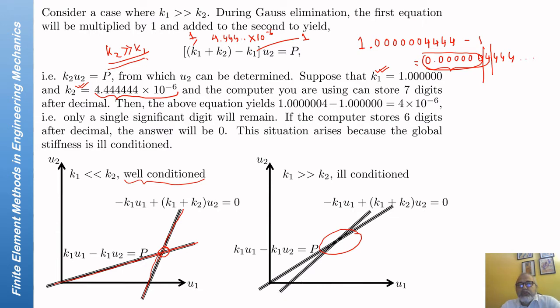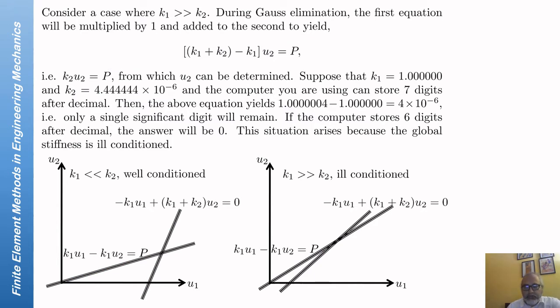Of course, modern computers don't store 6 or 7 digits. They store many digits, but still this is a problem that you need to be aware of. So what we have demonstrated here is that if you have a big mismatch in stiffnesses between elements, then you might run into the problem of numerical ill-conditioning due to the floating point arithmetic of the computer that you are using.